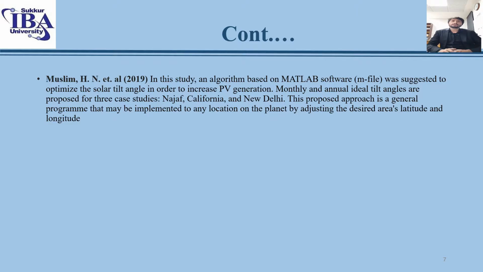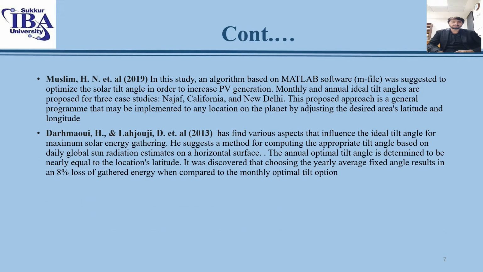This is some previous work which has been done by various scholars in this area. First of all, the person is Muslim H. He has done his work in 2019. They studied an algorithm based on MATLAB software; an M-file was suggested to optimize the solar tilt angle in order to increase the PV generation. Monthly and annual ideal tilt angles are proposed for three case studies: Najaf, California, and New Delhi. This proposed approach is a program that may be implemented to any location on the planet by adjusting the desired area latitude and longitude.